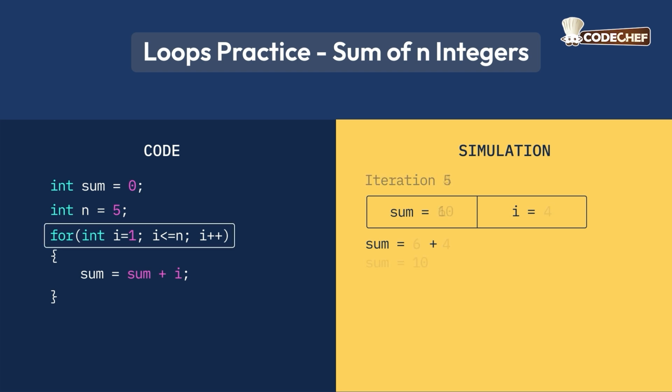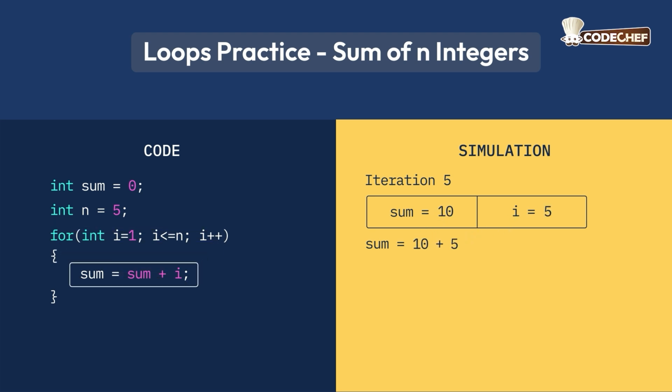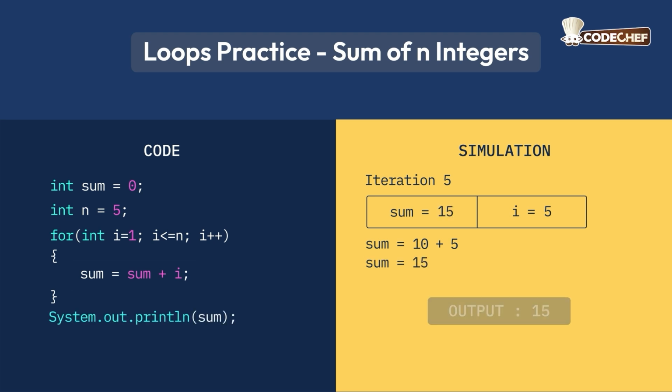In the final iteration, i is 5, we add this value to sum, which is 10, and the final value of sum is 15. Now we come out of the loop and print the final value of sum, which is 15.